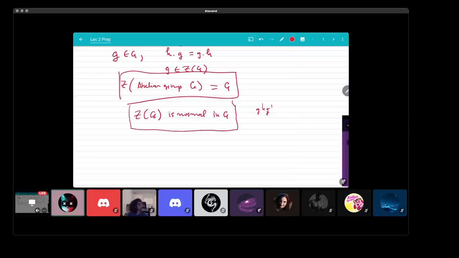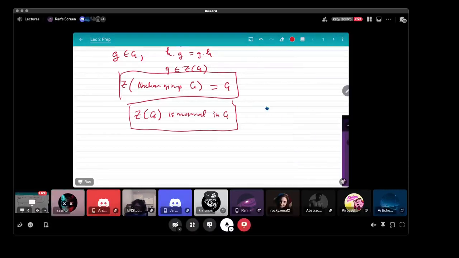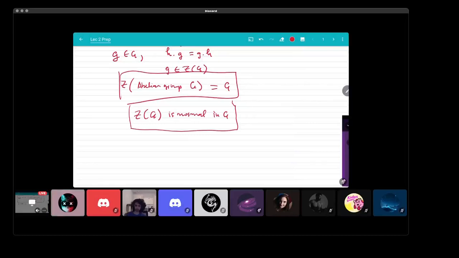G minus 1. Nope, nothing. Okay, that's all about groups, the definitions. So if there are any questions, they're welcome, because I'm going to start a new thing, or if co-presenters want to add stuff, fine.